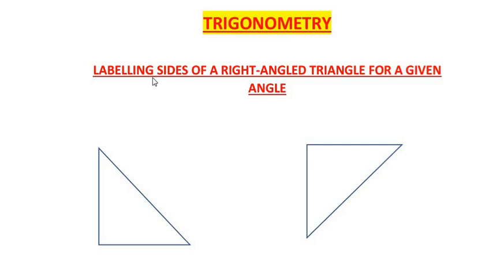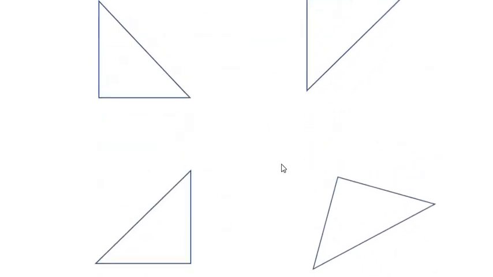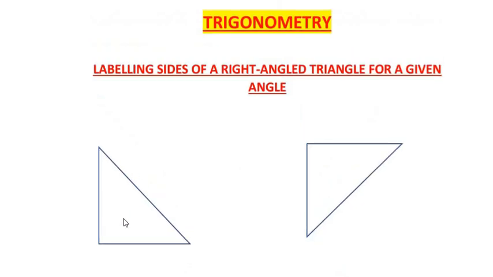Now starting with labeling the sides of a right angled triangle for a given angle. I have drawn some right angled triangles here. They are right angled triangles because you can see the angle between the two lines is 90 degrees, and for the 90 degrees we usually put a symbol showing that there is a 90 degree angle between these two lines. Now we have to label the right angled triangle. What does labeling mean?